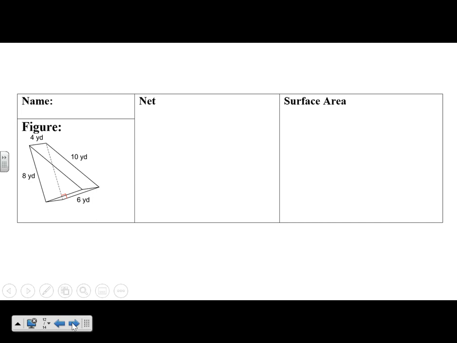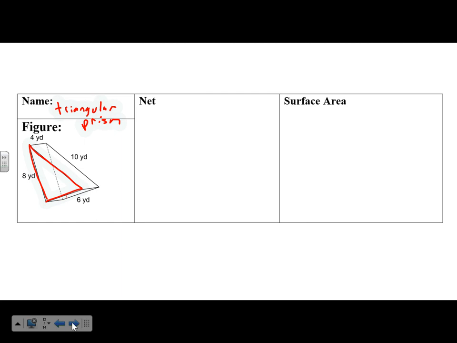All right, let's go to the next one. This is a triangular prism. The bases are triangles. So again, I know I've said start with the front side, and so I know that triangle looks like the front side, but since it's a base, I'm going to wait on that.